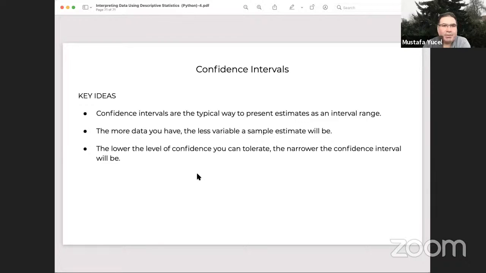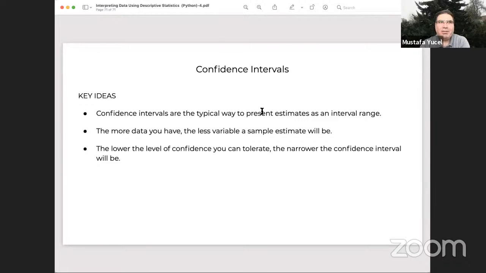Okay. Confidence intervals. Confidence intervals are the typical way to present estimates as an interval range. Let's say you estimate your real data mean from your sampling distribution, and in that case you have some confidence interval. You are estimating, you are not 100% sure because you don't know everybody in the population. You have just the sampling distribution. From this sampling distribution, you estimate the mean or average of the real population, but you give yourself a confidence interval, how confident you are in your estimation.